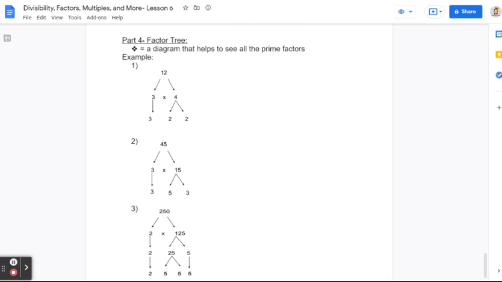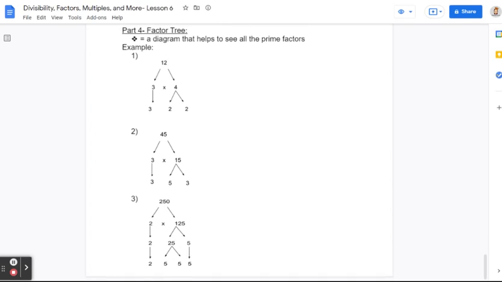Part 4, last but not least, is the factor tree, and that is a diagram that helps us to see all the prime factors. So for factor tree, I haven't given you any practice questions, but I have given you examples, and factor tree is pretty easy. You can come up with any number and make a tree for it to find all the factors.